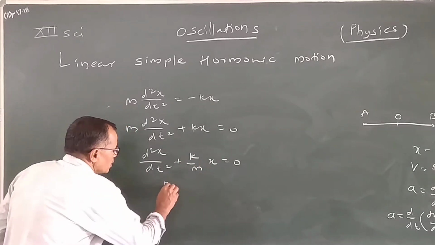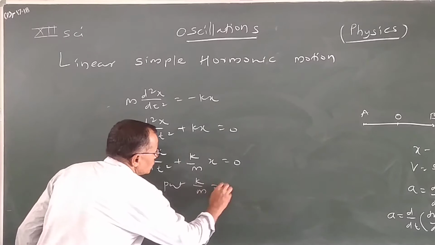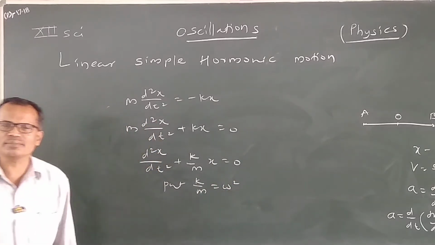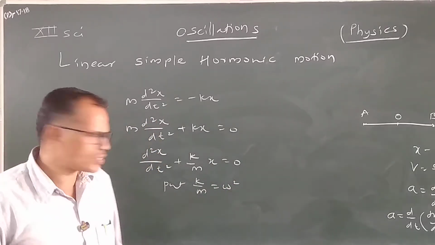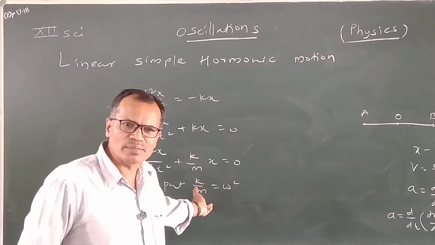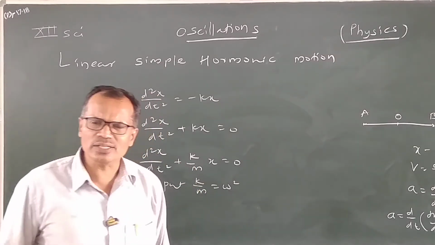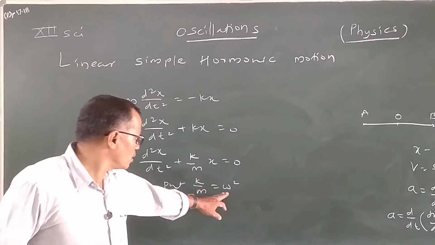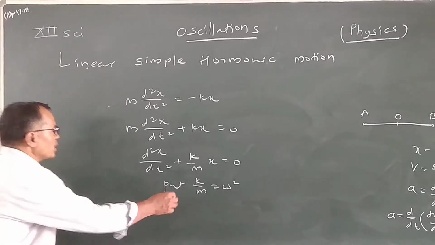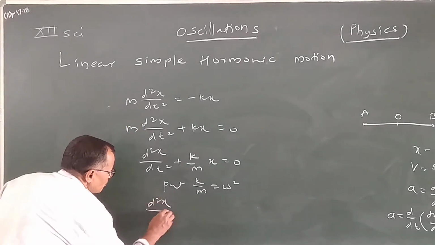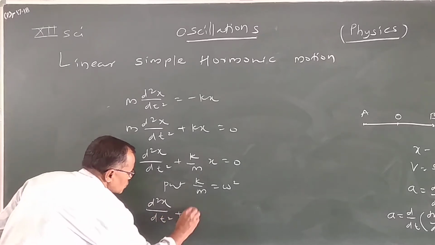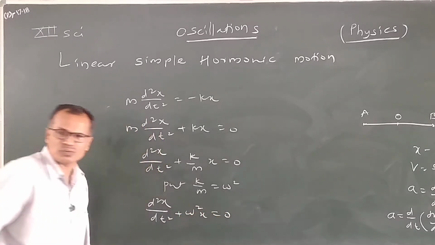Put k by m is equal to omega square. We have seen that k is called the force constant, m is the mass, and omega has the unit of frequency. So we can write that d square x upon dt square plus omega square x equal to 0.